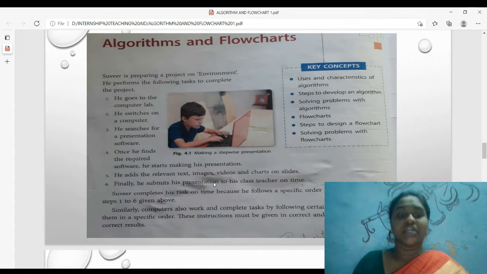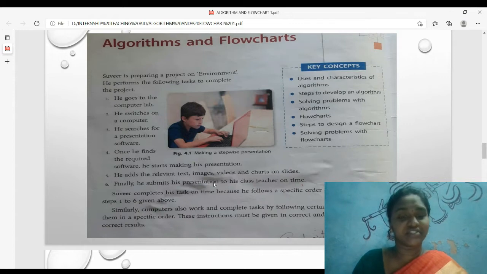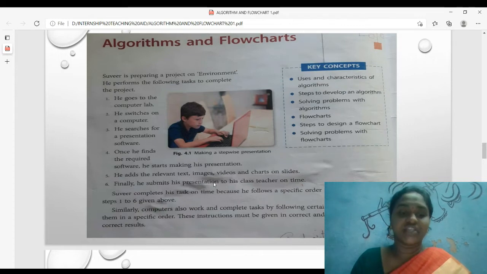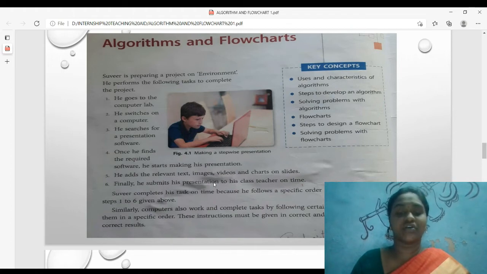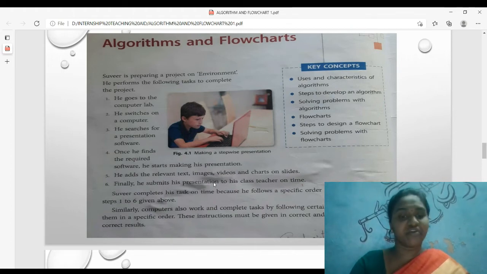No, he wants to do some creativeness. He has to add some relevant textures, images, videos, and some creative charts, like pie charts and bar charts. Whatever he wants to add, he can add it. Then only the completion of his project will be perfect.